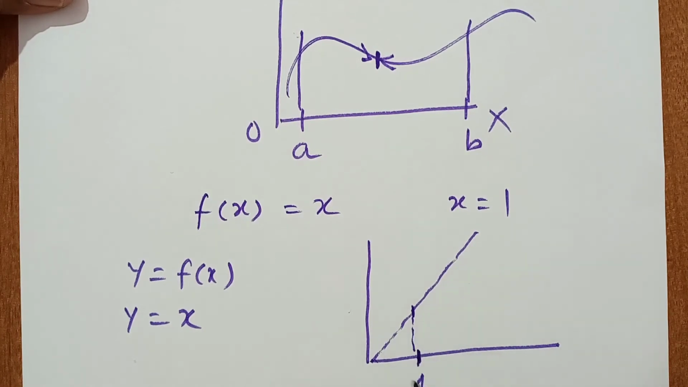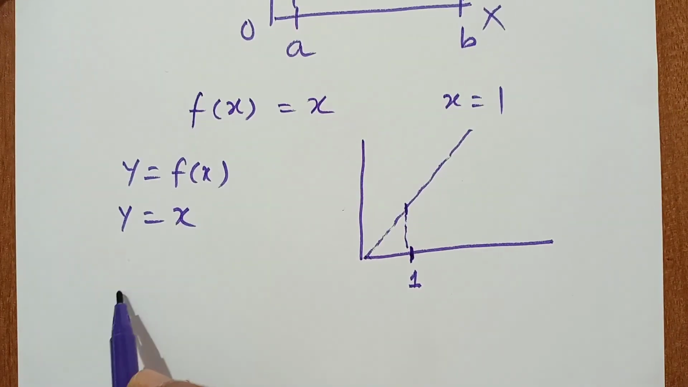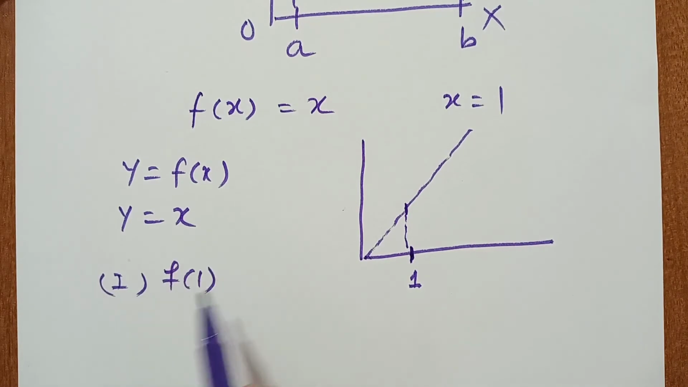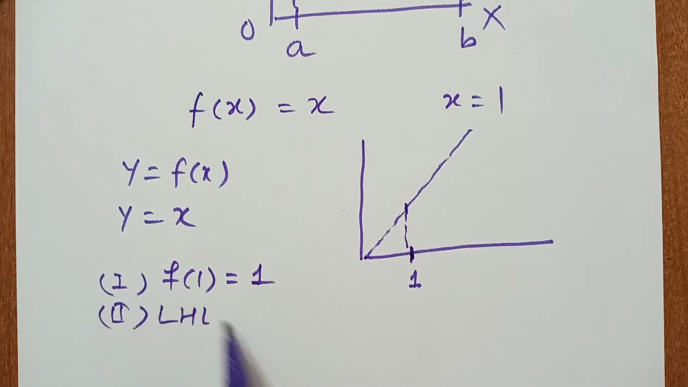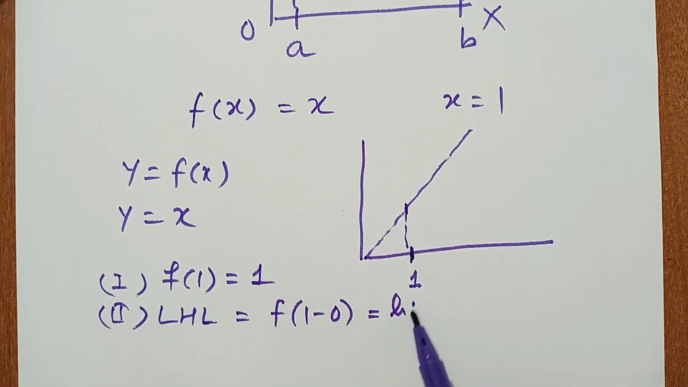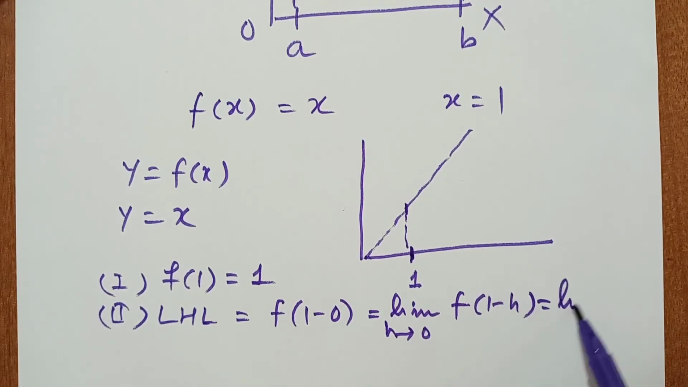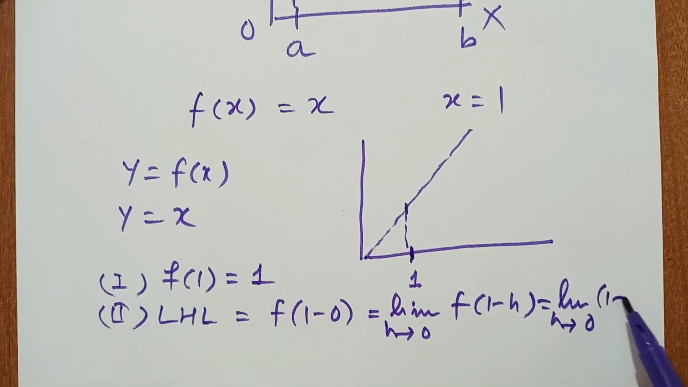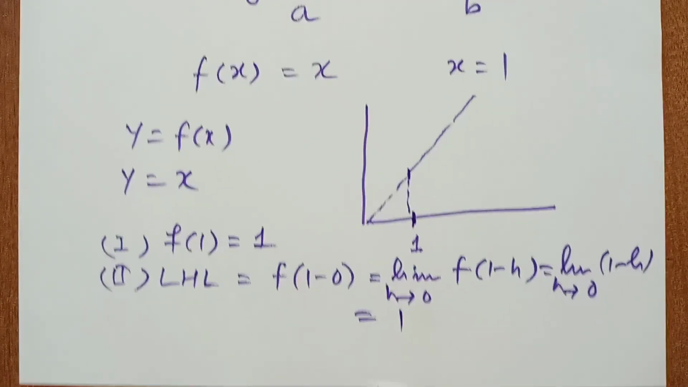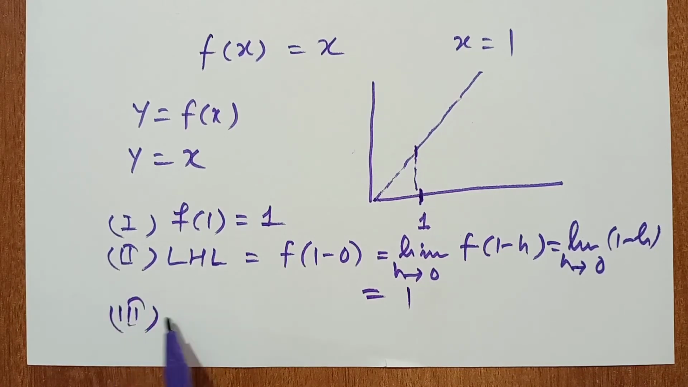It means first we calculate the value of f(x) at x is equal to a. So first we calculate f of 1. So f of 1 is 1. Okay, now second, the left hand limit. What is the left hand limit? By definition, f of a minus 0 is equal to limit h tends to 0 of f of a minus h, which is equal to limit h tends to 0. What is f(x)? x. So there it is 1 minus h. On taking the limit h equal to 0, this is 1.